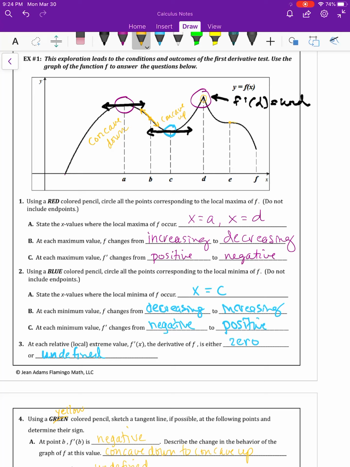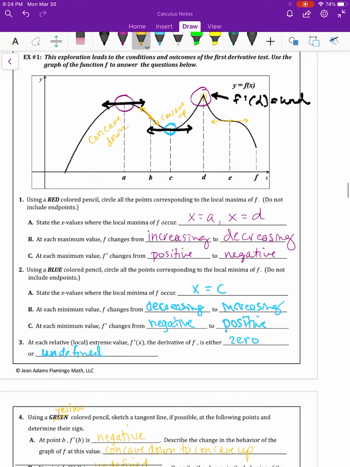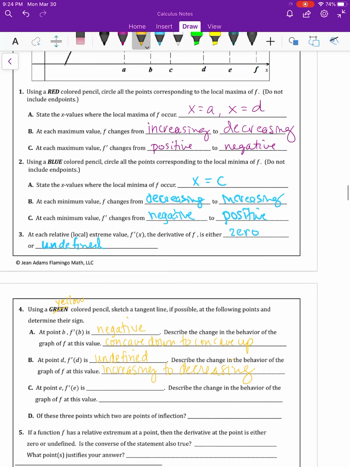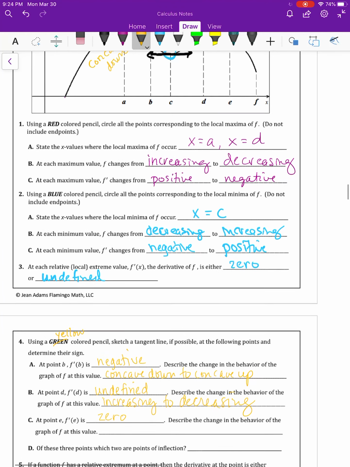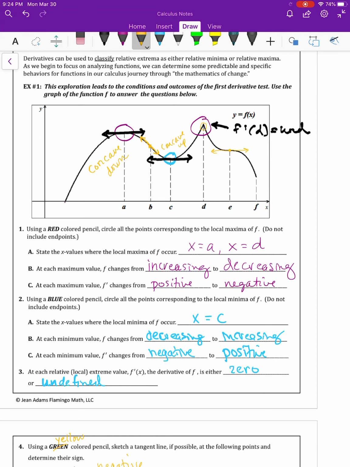At point E, f prime of E is, okay, now this point right here, for a brief moment, it's 0. The slope of that line is 0. Okay, so f prime of E is 0. Describe the change in the behavior of the graph of f at this value. It goes decreasing, decreasing, then it goes to 0 for a brief moment, and then it continues to go decreasing.